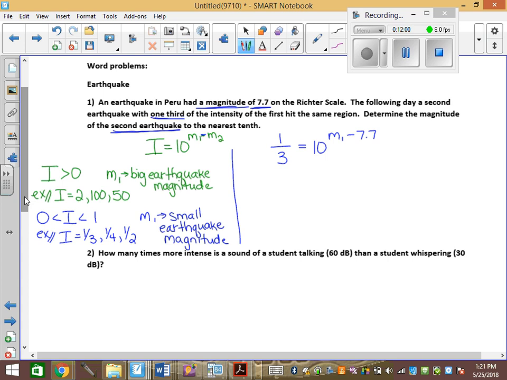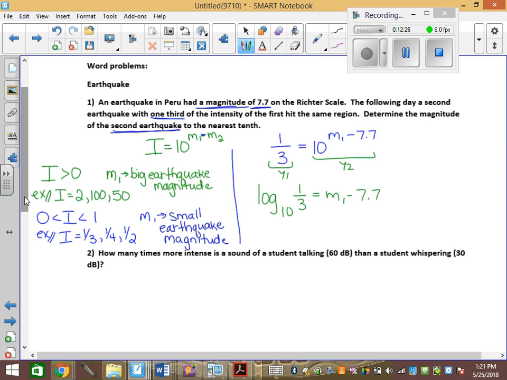So I can change this to a log, because if I don't know the exponent, if my x is in the exponent and I don't know it and I can't make common base and I only have one exponent, I can convert to a log. Or you could y1, y2 it. But if they wanted it algebraically, that wouldn't be correct. So we're going to check it y1, y2, but we're going to solve it as a log. So we're going to get log base 10 of 1/3 equals m1 minus 7.7.